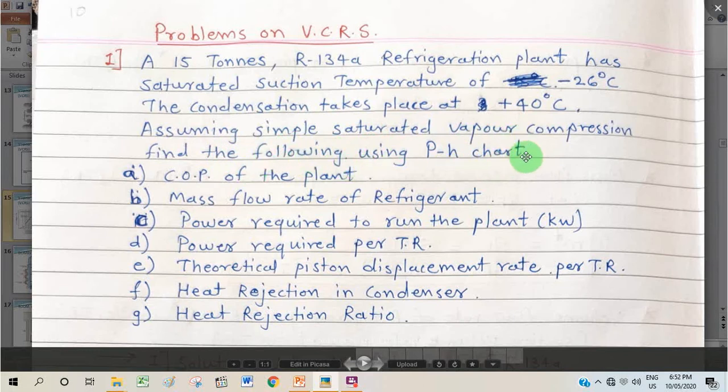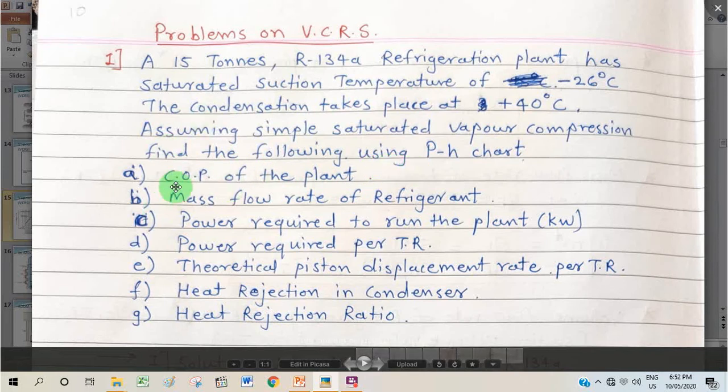Now, this is the original problem, where it was said to use the p-h chart, but the same problem we will solve by using the property tables. We want to see what difference it makes. Okay, that's another method.